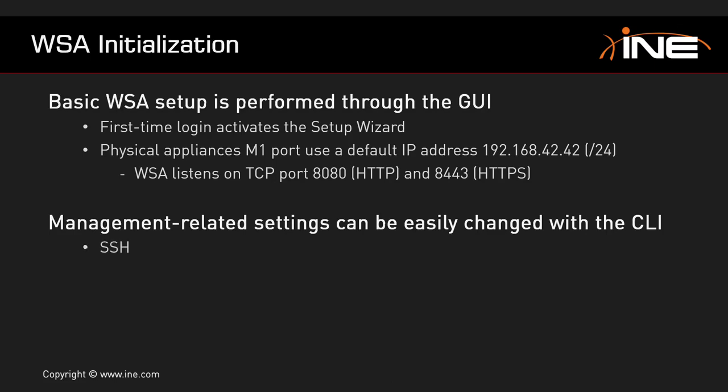You can access the interface using SSH, assuming that you can reach the IP address configured on M1, or you can go for the console connection. Maybe you just unpacked the WSA, you took it out of the box. This would be a perfect moment to connect to the proxy with the physical cable and possibly change some of the management settings using the CLI.